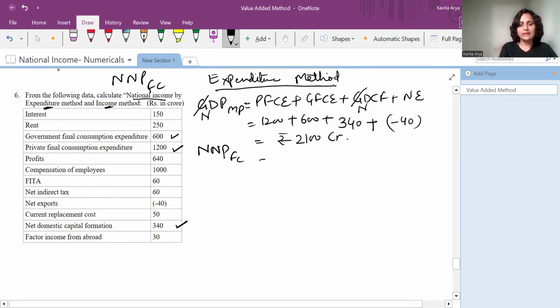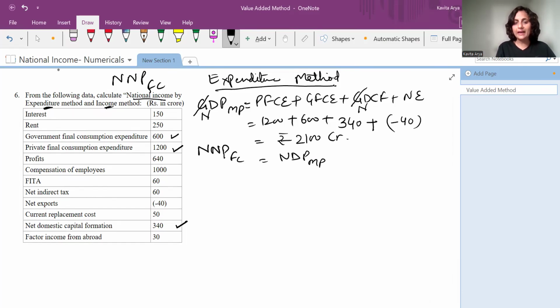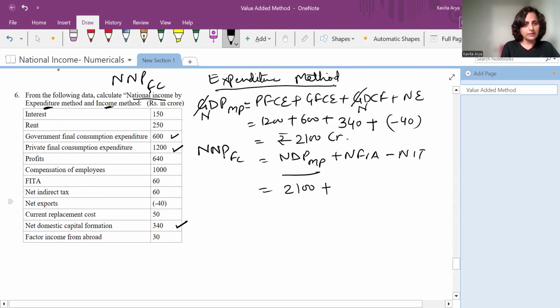So how do I find it from NDP at MP? I hope you have understood why I have got NDP at MP in this numerical instead of GDP at MP. So N is the same, domestic, add NFIA gives national, and minus NIT gives FC. So my previous figure is 2100 plus NFIA, and NFIA here, what is given to me? See, this is factor income from abroad.